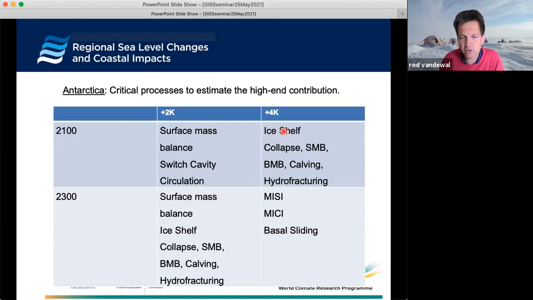particularly because of the ALARMIP outcome, but also a couple of papers arguing that you could get a switch in the cavity circulation from cold cavities to warm cavities, in the end leading to a considerable contribution from Antarctica also for a low-end emission scenario. The other processes are already mentioned in this first figure on Antarctica. They all contribute somehow to an estimate of the high end for the Antarctic ice sheet.